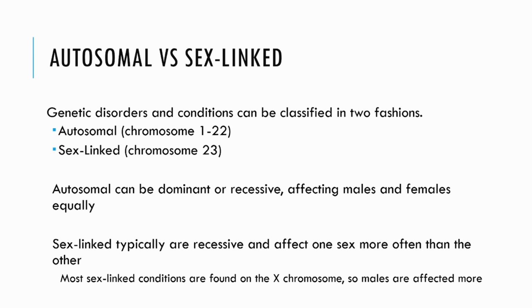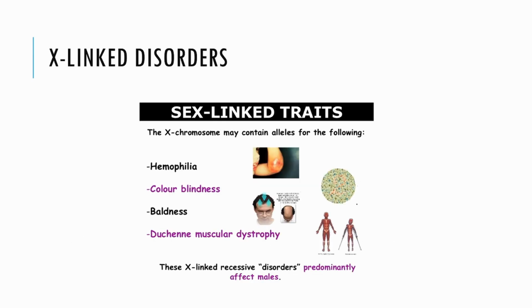We can determine whether or not a trait is autosomal or sex-linked, as well as dominant versus recessive, by looking at what we call a pedigree. Here's an example of some sex-linked traits. So we have hemophilia, colorblindness, baldness, and Duchenne muscular dystrophy. These all tend to affect males much more often than females. But how do we figure this out?